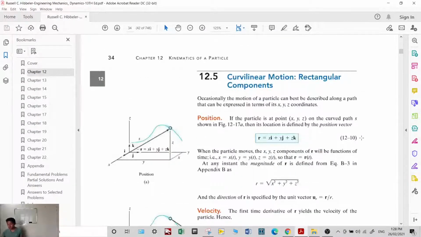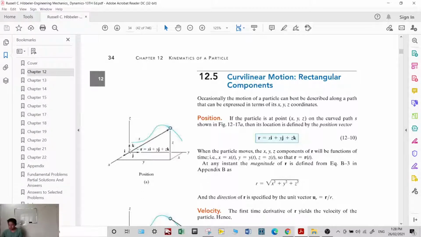Okay, let's proceed with the first coordinate system. The first coordinate system is the rectangular component. It has a significance. If this is your object and this is your curved path, the position of your object can be defined using the rectangular components. So you have this coordinate system.